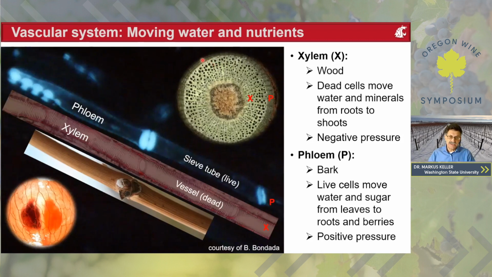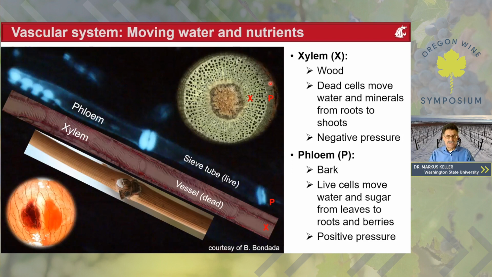On the exterior of the shoot or the cane, you have the phloem, the bark. The phloem is always in the bark. The phloem is composed of live cells. We call them sieve cells, and they're assembled into sieve tubes. And they transport water as well, and nutrients such as sugar and amino acids and so on from the leaves to the various sinks of the plant. Sinks are like flowers, shoot tips, the trunk and the roots and so on.